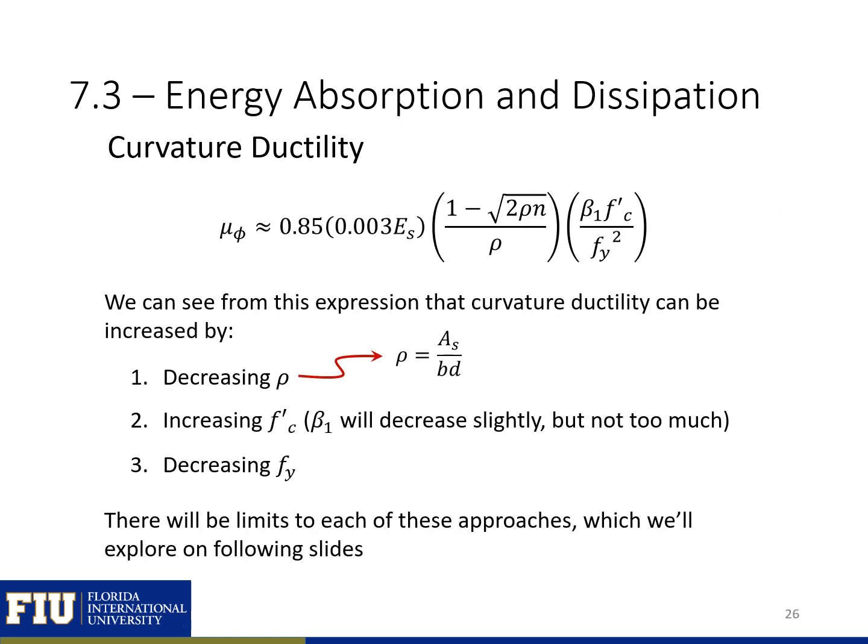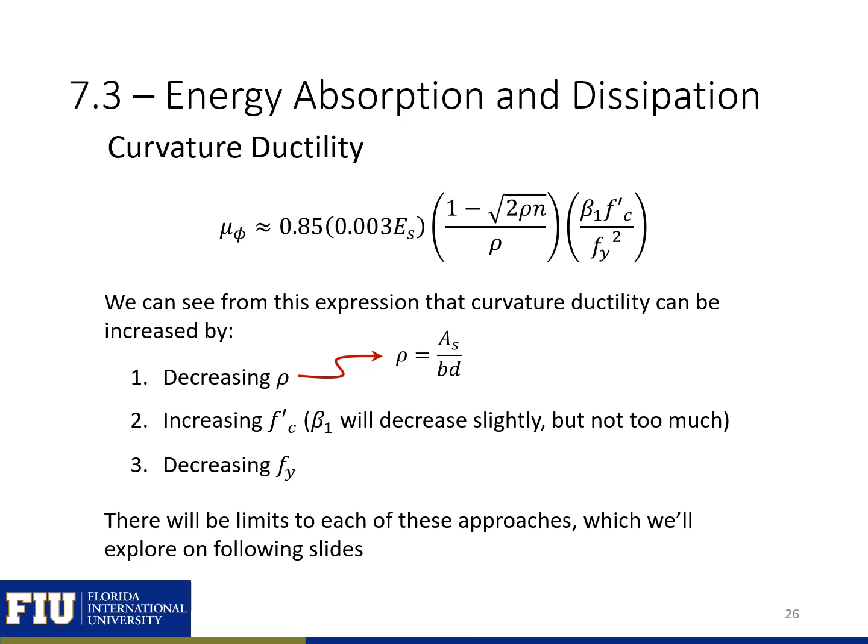We can use this expression to approximate our curvature ductility, but when calculating our curvature ductility, it's better to calculate it exactly just by finding our max curvature and dividing it by our yield curvature. What we can do for this exercise, though, is use this approximate expression to see how the different variables affect the ductility of our section.